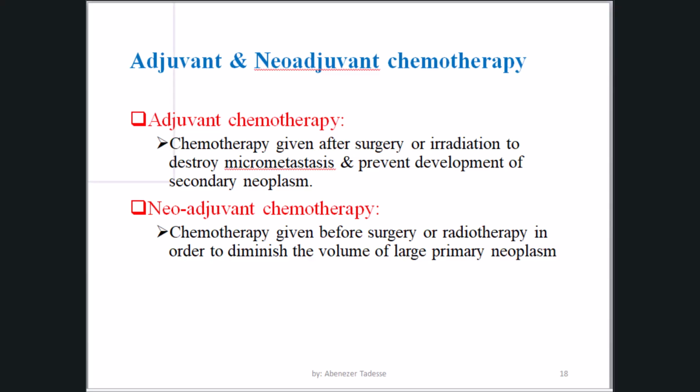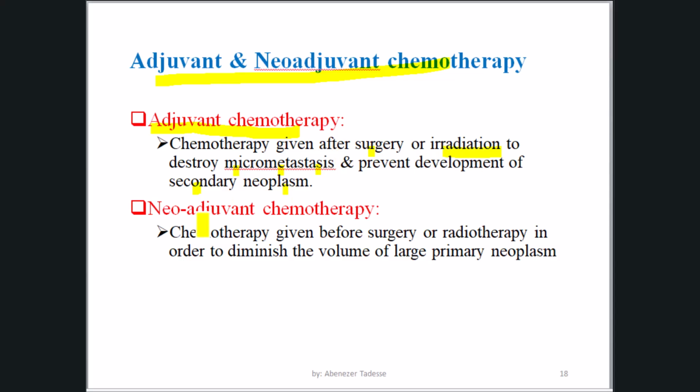Here, the concept, as you see, is the concept of adjuvant and neoadjuvant chemotherapy. When we say adjuvant chemotherapy, it is especially given after surgery or radiation, mostly to destroy any residual micrometastasis, or to prevent any remnant cancer cells from developing a secondary cancer. So this is mandatory, giving adjuvant chemotherapy after the surgical procedure or radiation therapy.